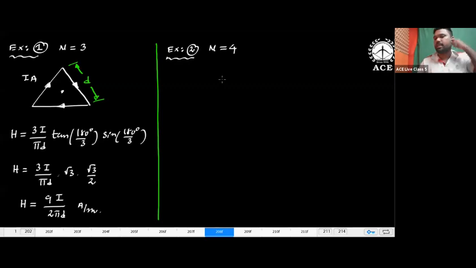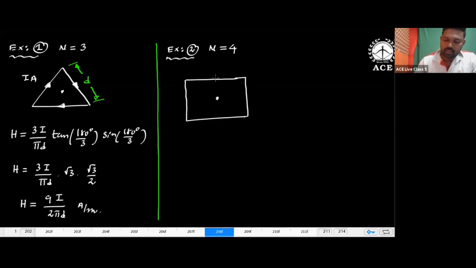N is equal to 4. N is equal to 4 is nothing but a square, which we already did. But let me cross check with the help of this formula. See here. How much is the current flowing? I amperes. What is the side of this one? Side of this one is D. So what happens to the H?